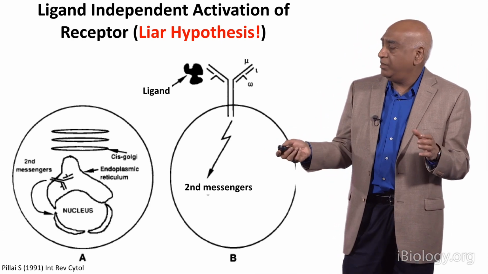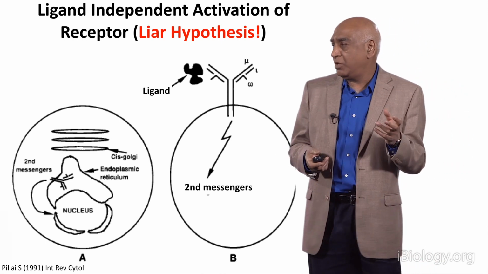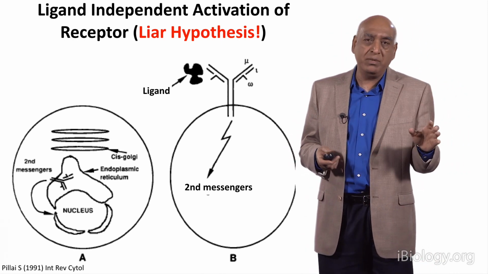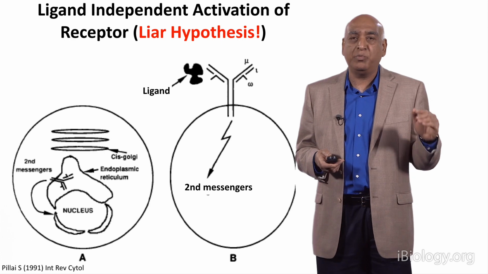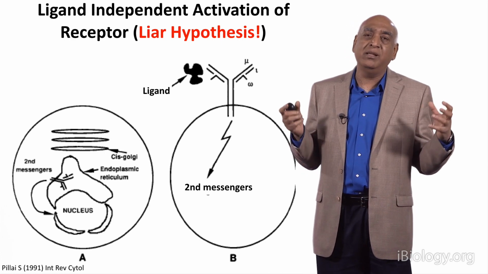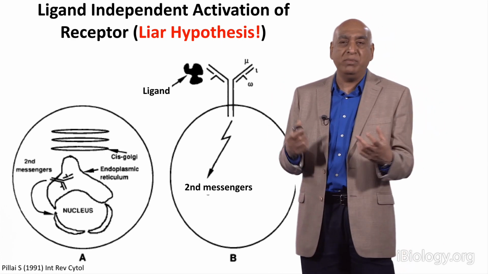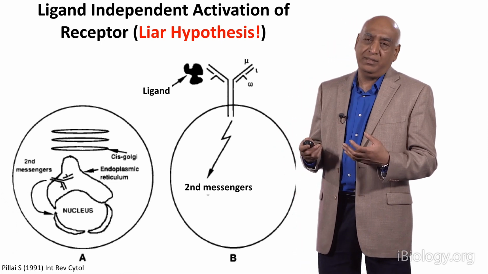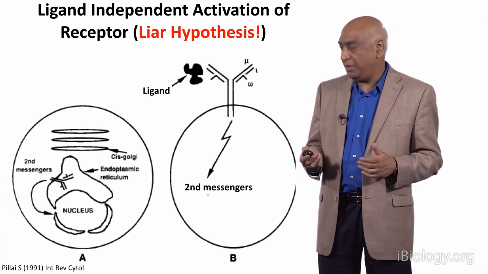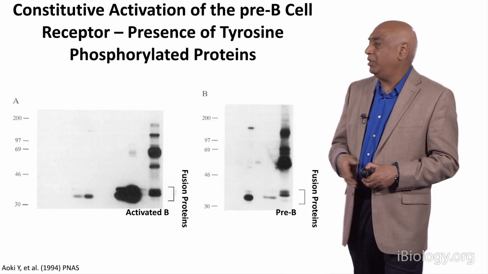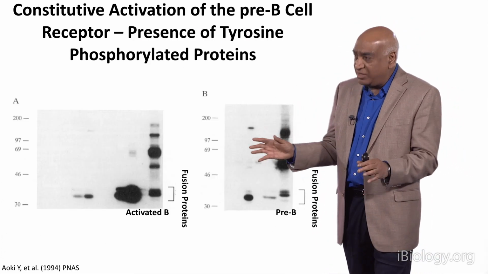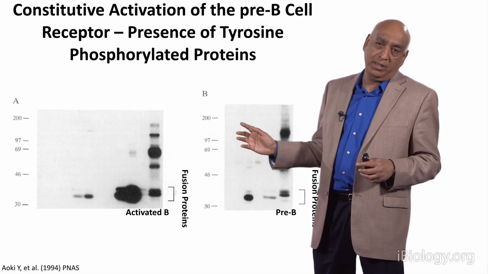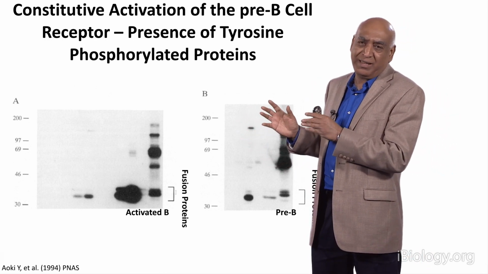So this model, which we put forward a long time ago, is now the accepted model for both the pre-B receptor and the pre-T receptor, that these signal constitutively. The moment you assemble them, they're in the on mode, they signal, and they tell the cell to move on in differentiation. Okay?